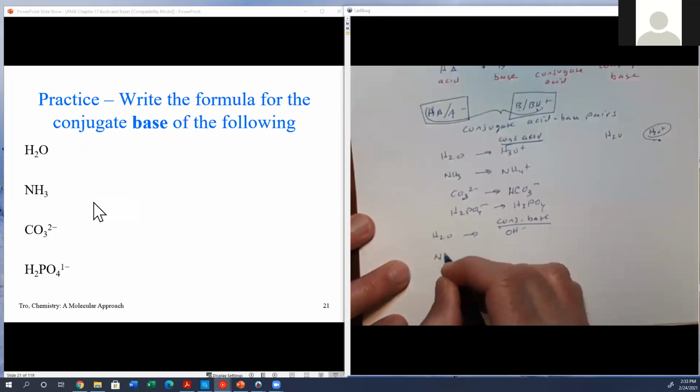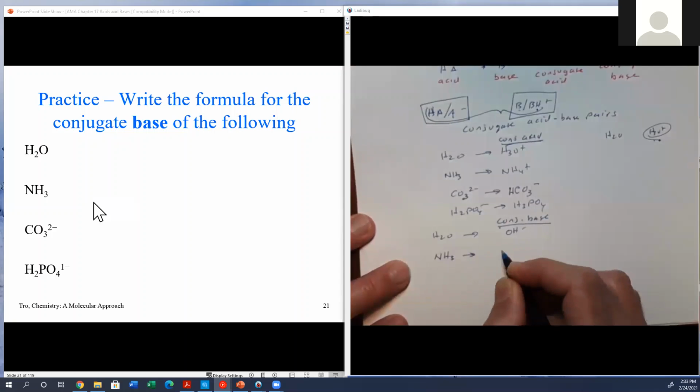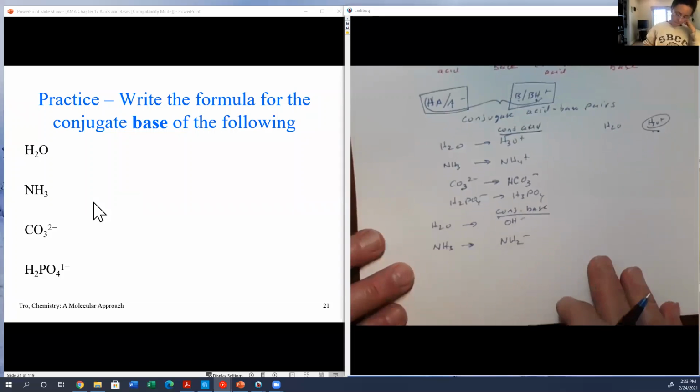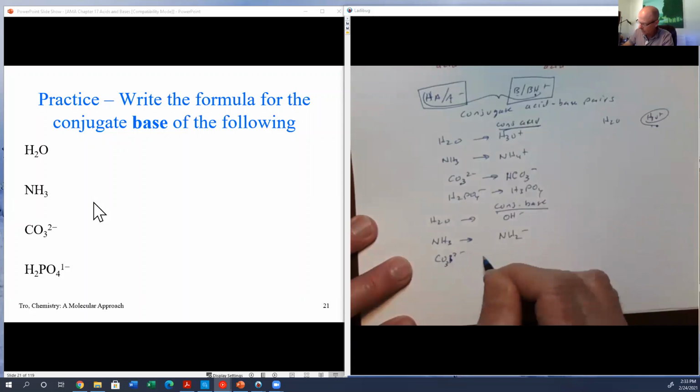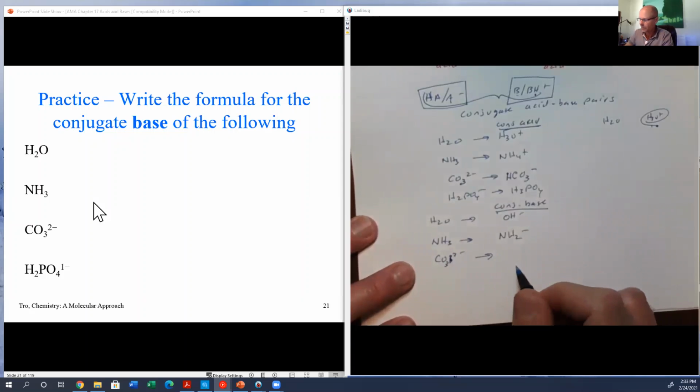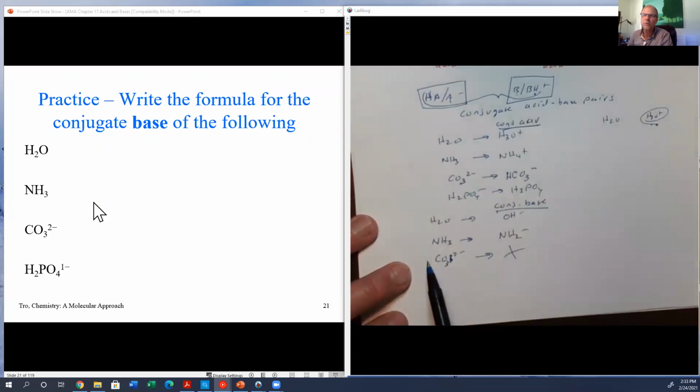What's the conjugate base of NH3? NH2 minus. Correct. What's the conjugate base of CO3 2 minus? Trick question, that one doesn't have one, right? Because in order to get to the conjugate base, you have to be able to remove a proton. Does this have any protons? No. So this doesn't have a conjugate base. Not everything has a conjugate base.